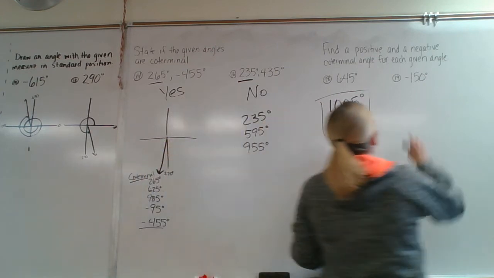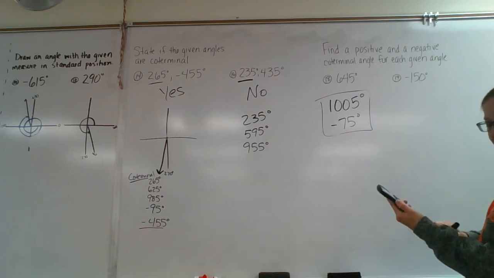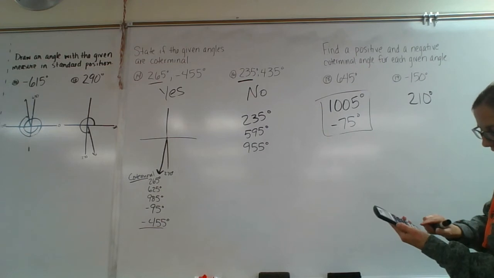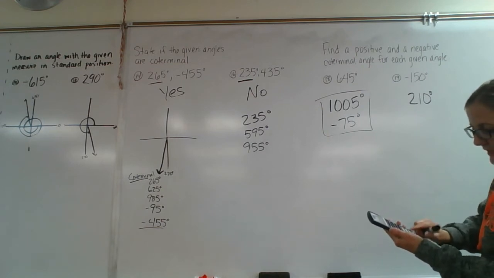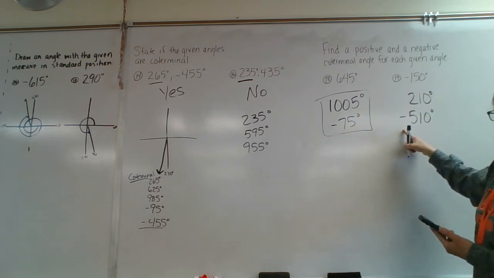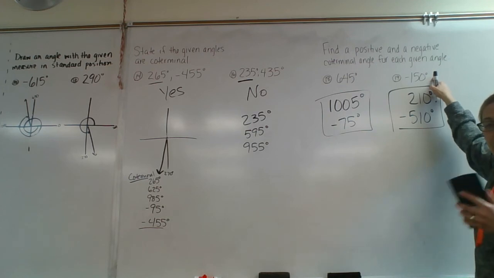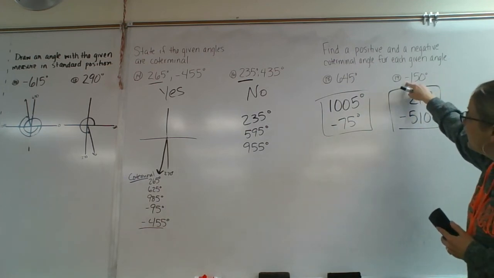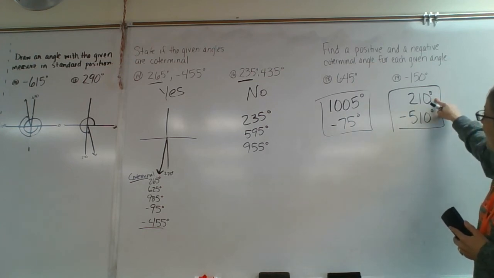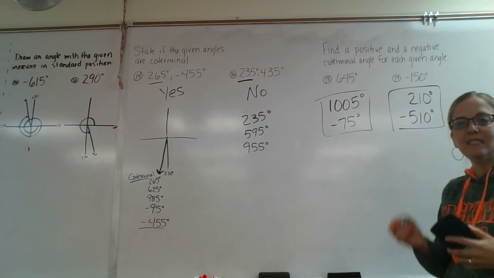Okay, let's try this one. Starting with the value negative 150, we're going to add 360. Yep, that gets me positive 210. Let's go back to negative 150 and subtract 360, negative 510. That is one positive, one negative angle. That is coterminal with this angle right here. So remember what that means. If I were to draw the angle negative 150 on my XY axis, and I did 210 and negative 510, what would happen? They would all land at the same spot, the same terminal side.